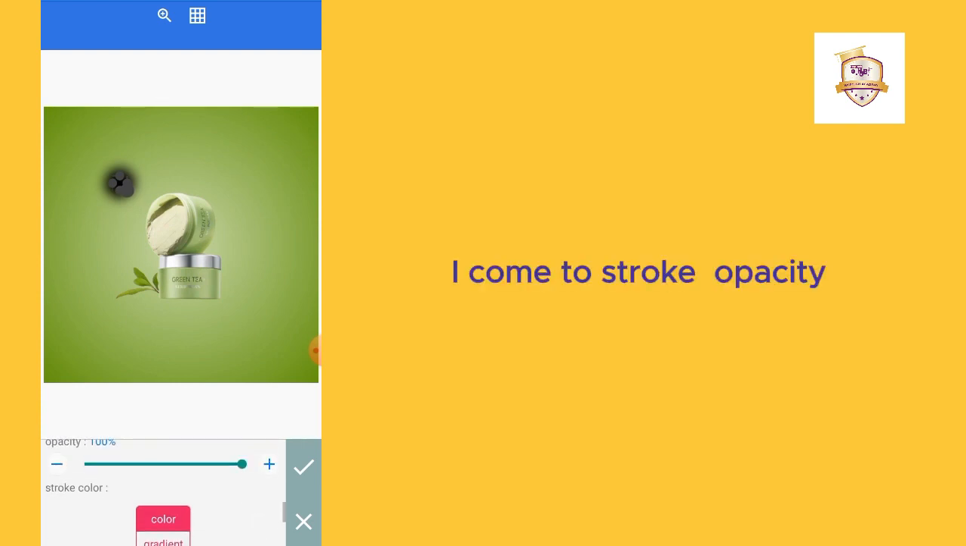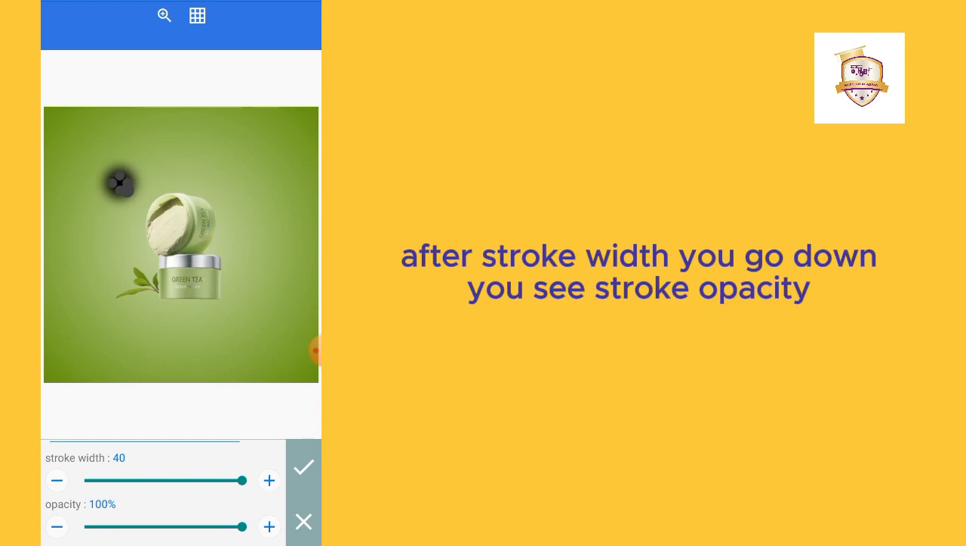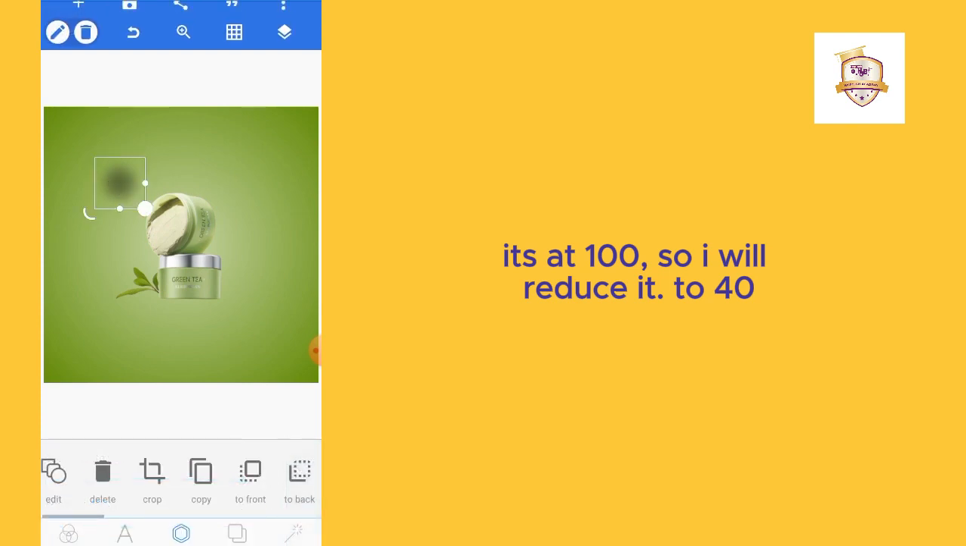I come to stroke opacity. After stroke width, you go down, see stroke opacity is at 100, so I will reduce it to maybe 40. Click OK. Now I will stretch this, make it become slim, and I put it here.